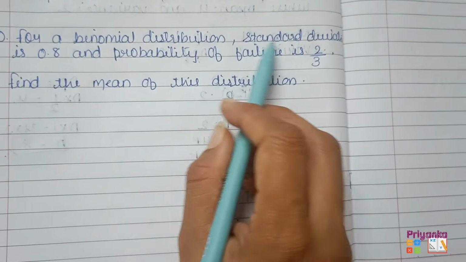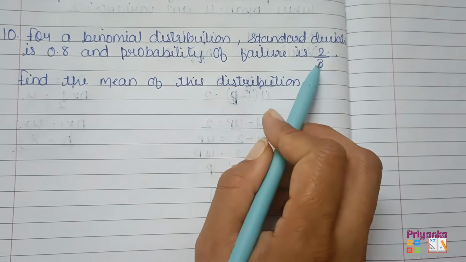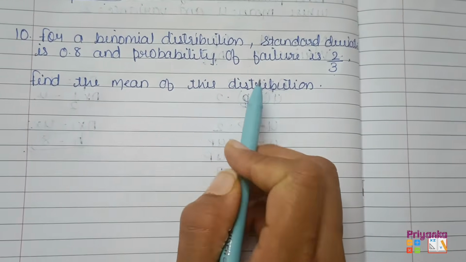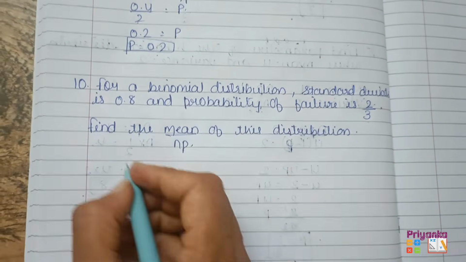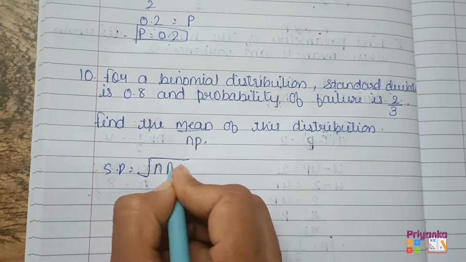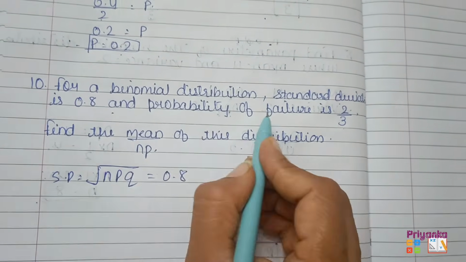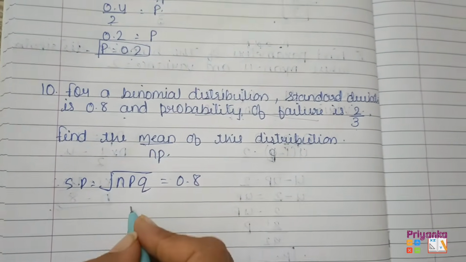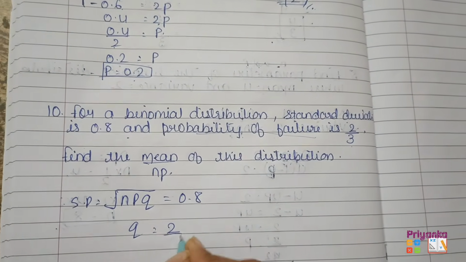Next, question number 10. For the binomial distribution, standard deviation is 0.8 and probability of failure is 2 upon 3. Find the mean of the distribution. Again they are asking to find out mean, that is np. And what they have given, the standard deviation, that is root npq, which equals 0.8. That's what we have been given. And probability of failure means the equation given is q is 2 upon 3.